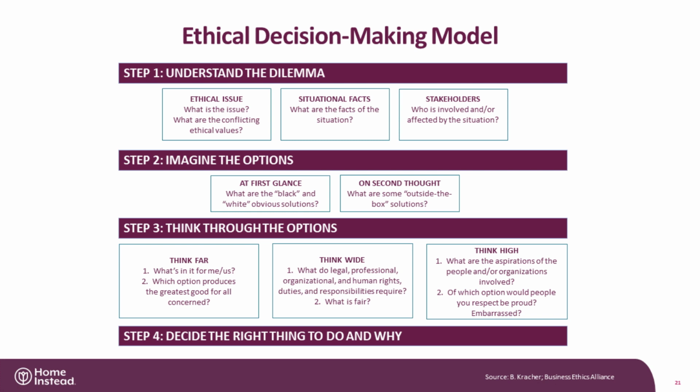So under think far, think about what is in it for us or for me. Which option will provide the best and the greatest good for all concerned, all of those stakeholders. Think wide. What are the legal, professional, organizational, human rights and responsibilities required? What is fair? And then to think high, what are the aspirations of the people and or the organizations involved, and which of the options would you respect and be proud of? And are there any that would make you embarrassed? And then you can decide the right thing to do.